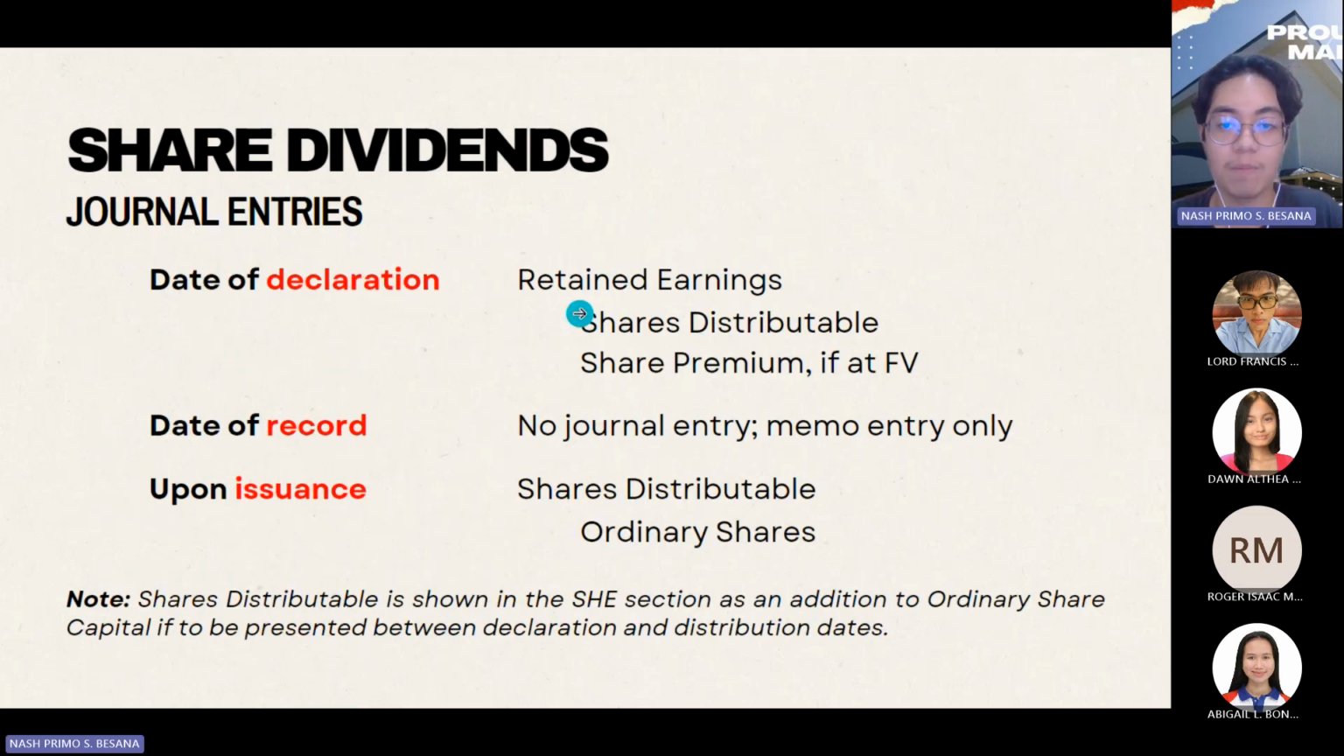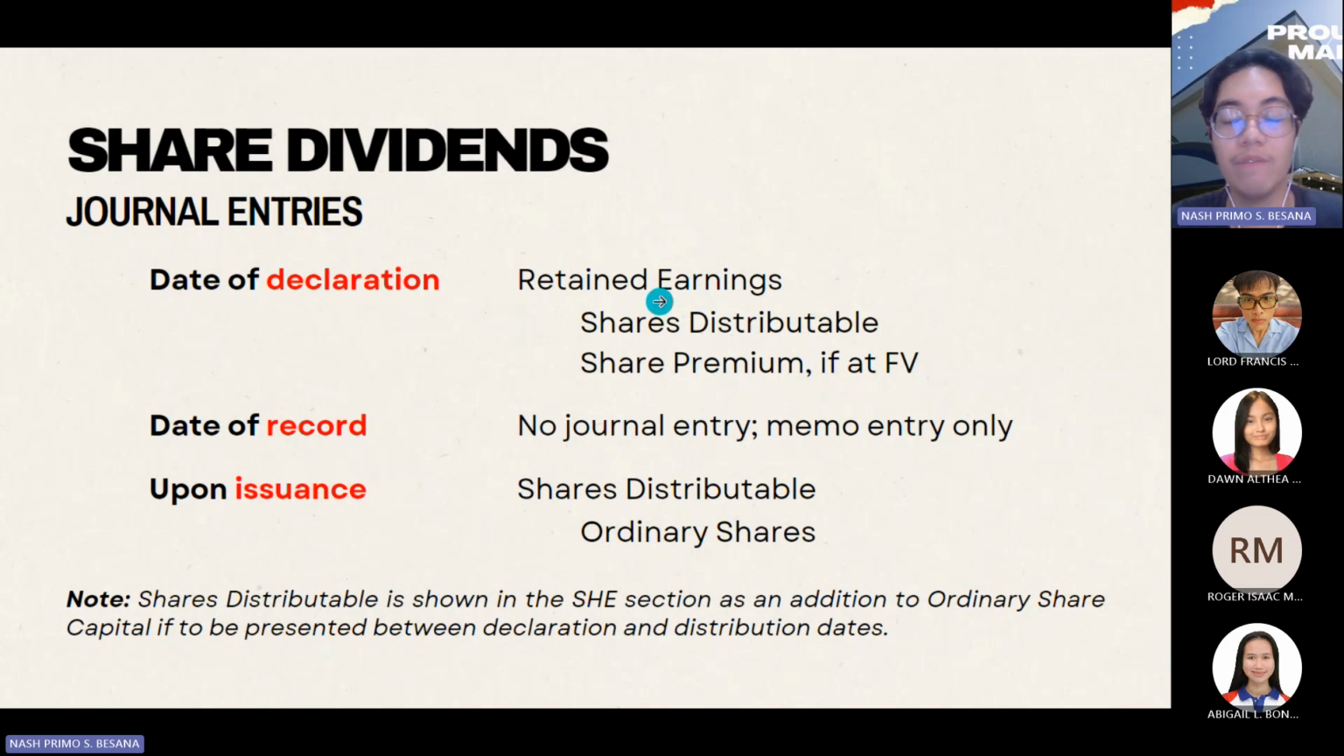So journal entries, medyo iba siya dun sa mga nauna natin na dividends sa cash and property. Kasi meron siyang own account actually na shares distributable. Hindi siya share dividends payable. Ang account niya is shares distributable. So debit retained earnings, since yun nga, babawasan pa rin naman natin si retained earnings. And then credit shares distributable. And then credit share premium if at fair value. Kasi di ba there are times naman na mas mataas si fair value kaysa sa par value.